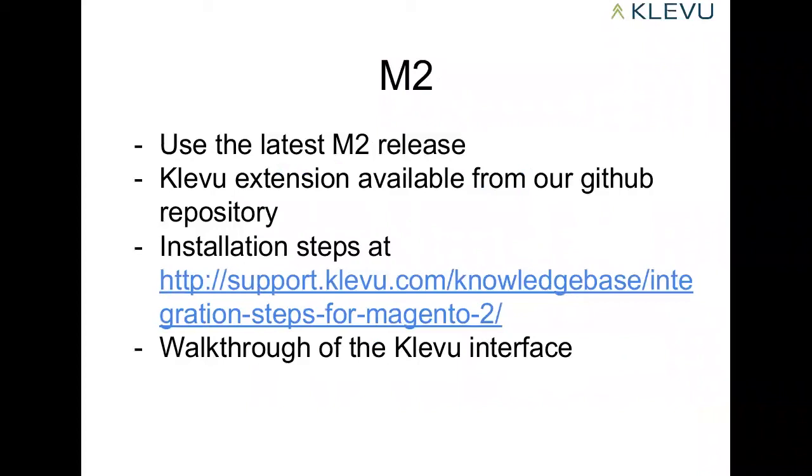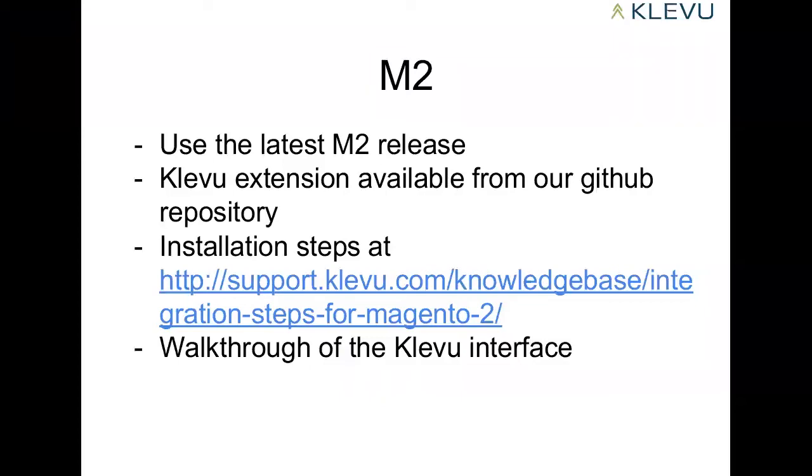When we talk about M2, all the functionalities which are available in M1, they are available in M2 as well. The only exception is the boosting manager. As I shared earlier, the boosting manager in case of M2 is not available in the plugin, but that is available in the Klevu Merchant Center. But otherwise, all the functionalities are available both in M1 and M2. We recommend that you always use the latest release of M2 because we have seen some serious bugs in the earlier version of M2.